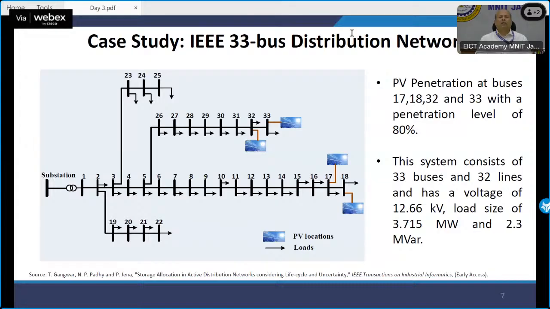What I'm doing here, considering 33 buses, each and every bus has some load, could be a residence, could be a commercial complex. And we also put, intentionally, some locations with PV panels. I will tell you why we are putting the PV panels intentionally. When I put the PV panels, the energy is not limited to the substation, but some power or energy is locally generated through distributed generators. Now, PV penetration at buses 70.